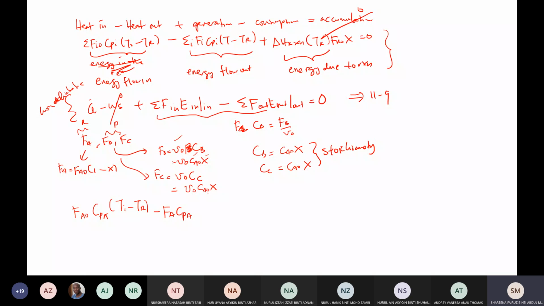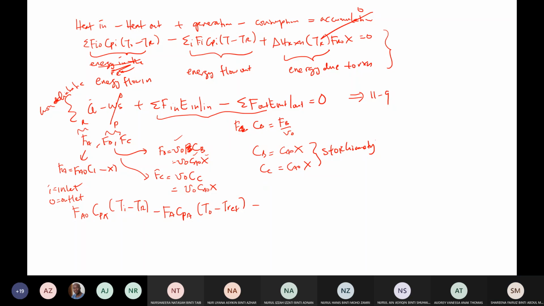So FA CPA times with T0. Okay, T outlet. So I now represent I as inlet. It is the same here, but I only changed this so you can see it, because wherever I put I, O, it will be more confusing. So this one, O is actually outlet. Okay, so don't get confused.